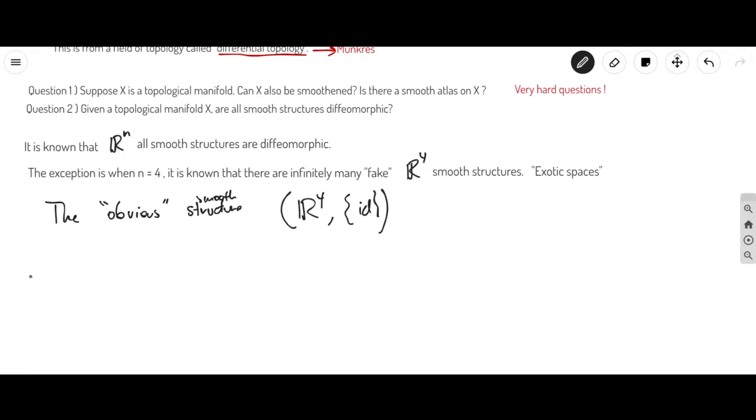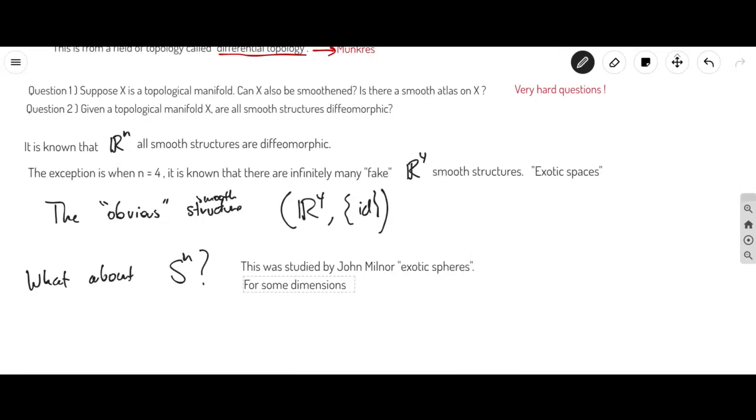And also, you can ask, well, what about S^n, the n-sphere, another commonly used topological space. This was studied by John Milnor, who's also still alive. He's 90 or 91, at Stony Brook, and those are called exotic spheres. So John Milnor realized that for some dimensions, and I do not know anything about differential topology, this is not an area of math that I studied, but I believe, I might be wrong on this, so you have to look this up.